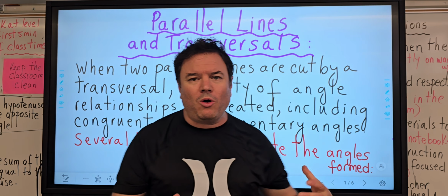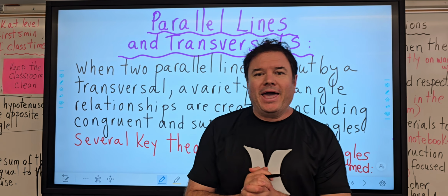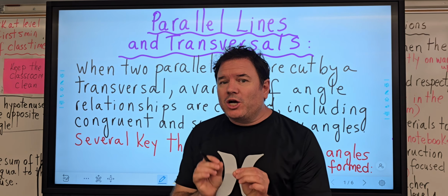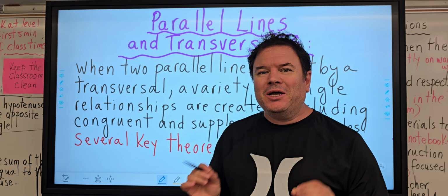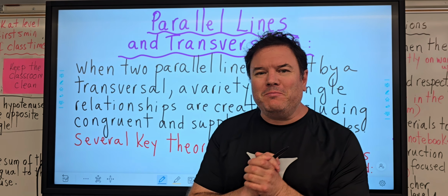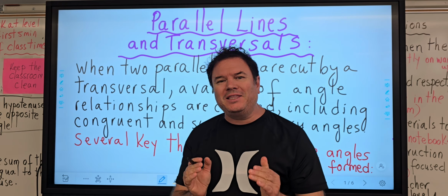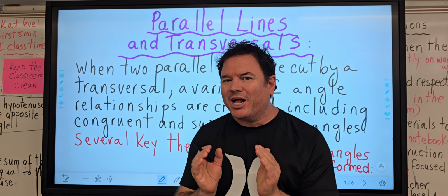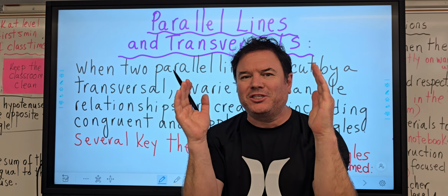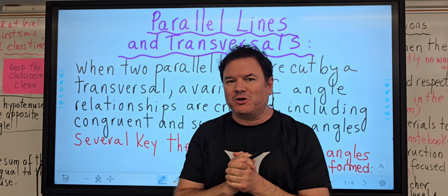Now that we know all these theorems and postulates, we are going to use them to solve for the missing angles and to find the relationship between angles when two parallel lines are crossed by a transversal.